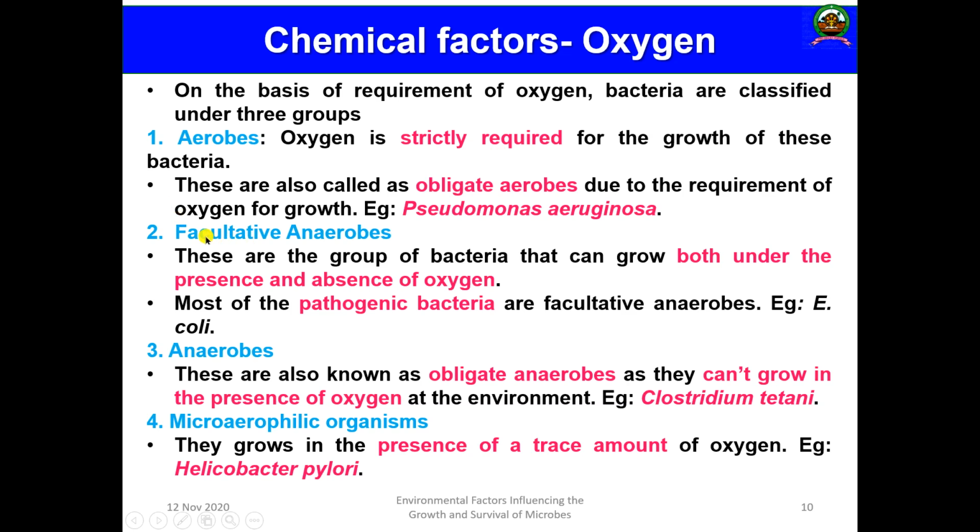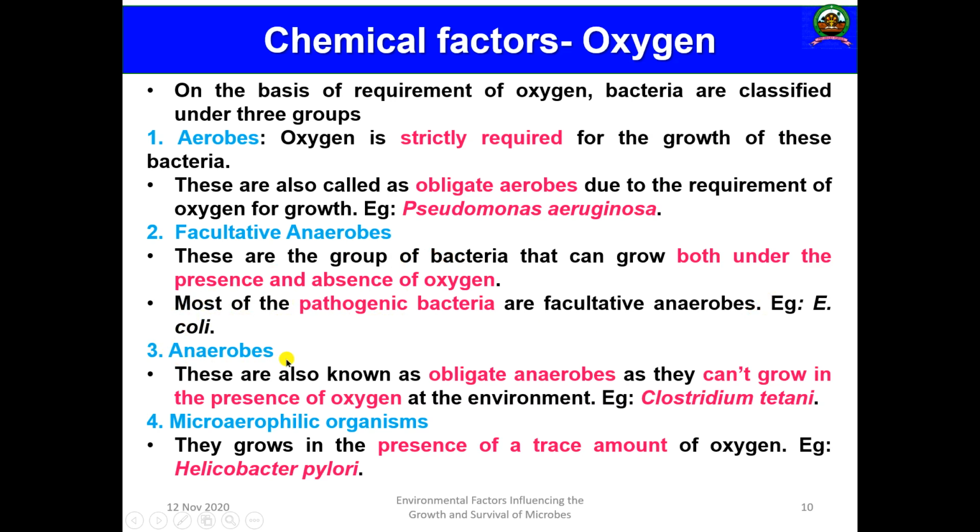Next one is facultative anaerobes. Facultative means these bacteria can grow both in the presence and in the absence of oxygen. Most of the organisms that cause diseases like food poisoning, typhoid and cholera are facultative anaerobes. An example is Escherichia coli, simply called E. coli, a common food poisoning bacterium. If you drink contaminated water, you will get infected with E. coli.